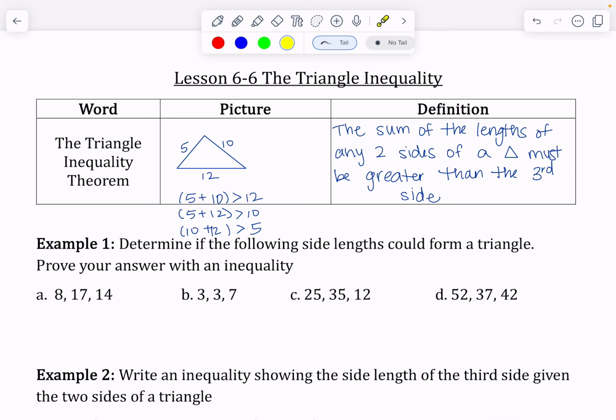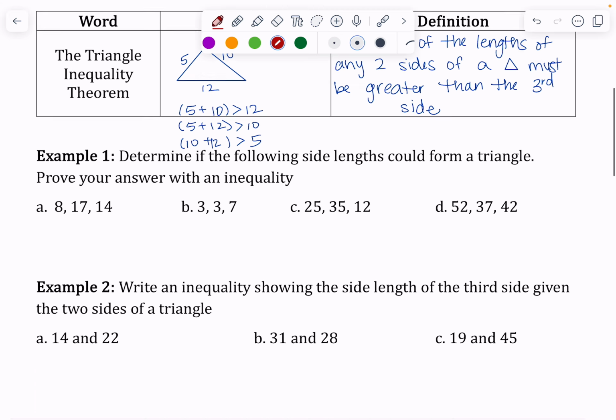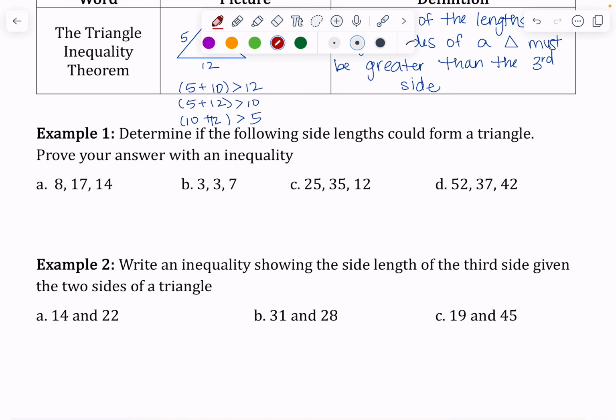Okay, now these right here were obvious because already one side is bigger than the one we are comparing to. So we really don't have to worry about this. What we have to worry about is the two smallest sides. Do they add up to be bigger than the third? Okay, and so that's what our job is going to be here. Okay, so let's look at example 1.